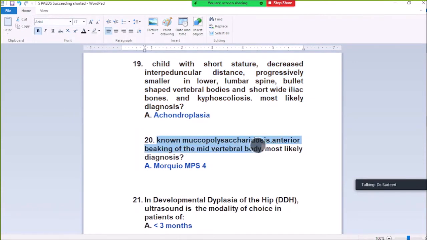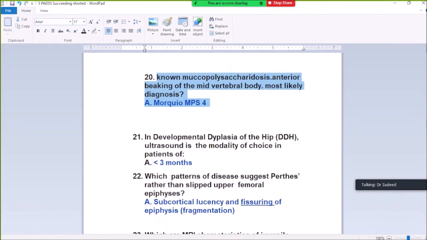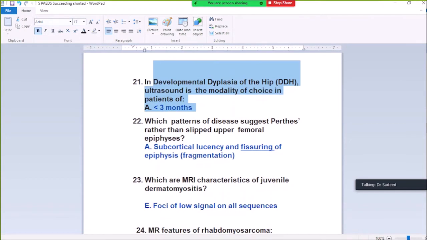Question number 20. Known mucopolysaccharidosis, anterior beaking of the mid-vertebral body, most likely diagnosed Morquio syndrome. It is MPS type 4. Anterior beaking of mid-vertebral body, Morquio. Question number 21. In developmental dysplasia of the hip, ultrasound is the modality of choice in infants less than 3 months.